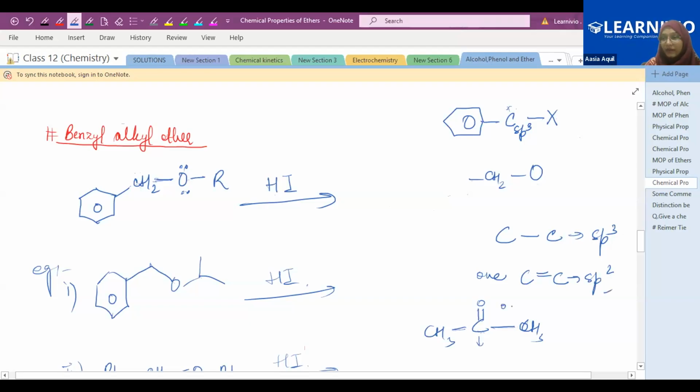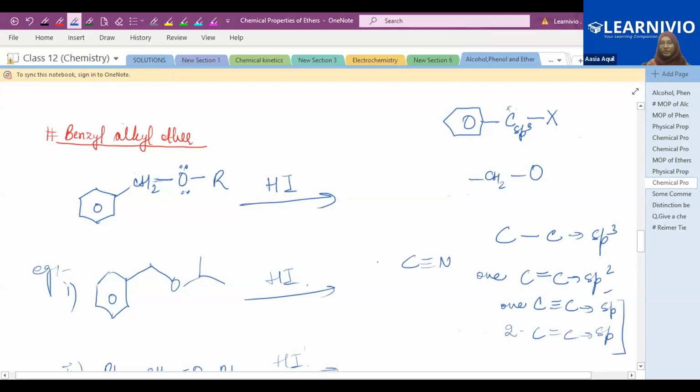If there is one triple bond, carbon triple bond, the hybridization will become sp. One triple bond or two double bonds, both are the same thing. If one carbon triple bond, or you can see two carbon double bonds, in both cases the hybridization will become sp. Suppose this carbon and nitrogen, and here there is some other group like CH2, then CH, and at the last a CN, cyanide group, is attached.